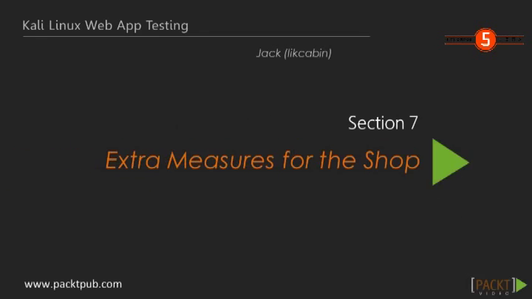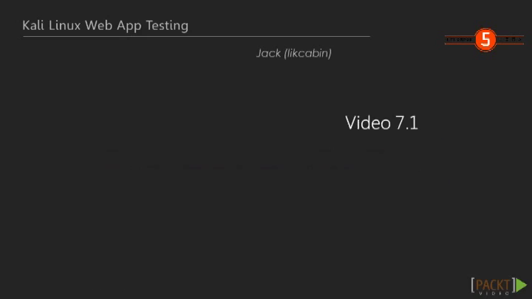Hi guys, in the previous section we looked at cross-site request forgery and how it can affect a user and how we can prevent that. In this section, extra measures for the shop, we'll take a look at OWASP-ZAP. We'll see what two-factor authentication is, we'll talk about weak passwords and phishing, clickjacking, and finally wind up our course.